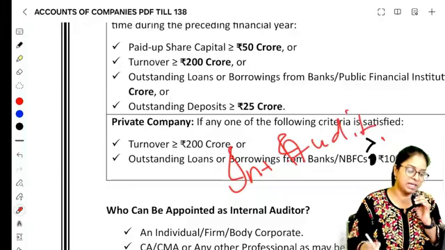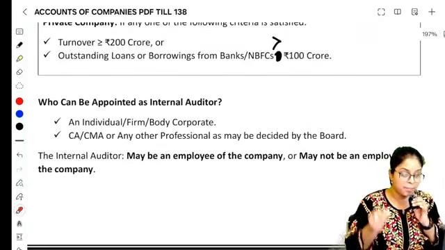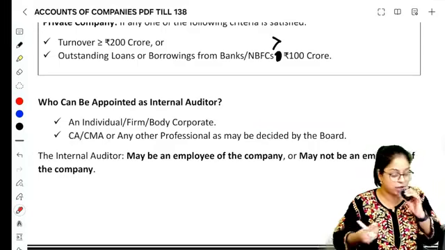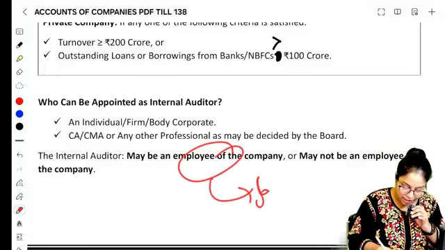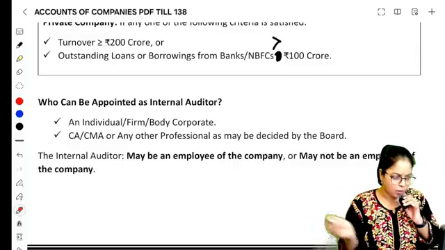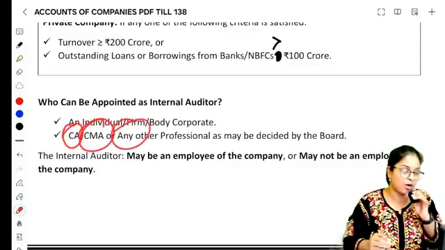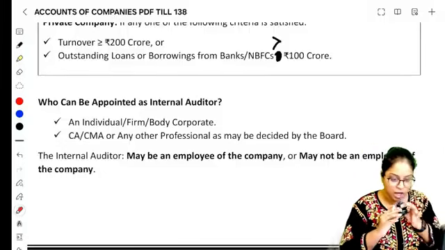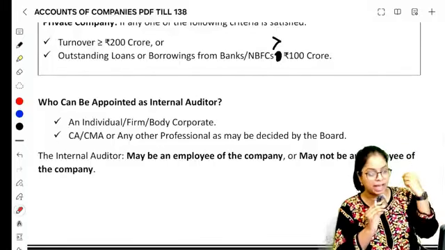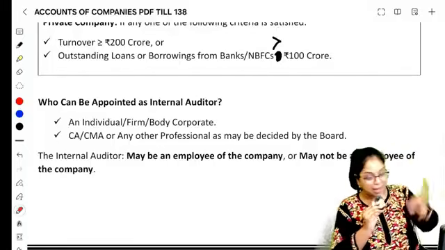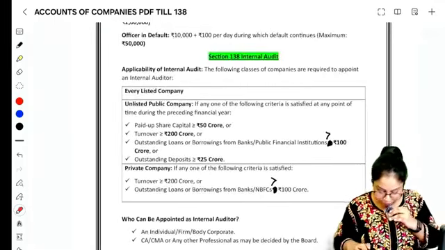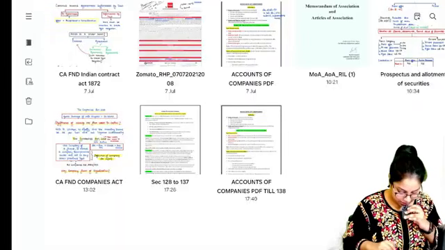Right? And who can be appointed as an internal auditor? An internal auditor can be a firm, an individual, or a body corporate. They can be employees of the company. They need not be employees of the company also. There's no concept of independence requirement in case of an internal auditor, right? There is no problem. Their qualification can be CA, CMA, or any other professional as the board may decide. By qualification, they can be a CA, CMA, or any other professional as the board may decide. They may or may not be employees of the company. This is your entire section 138, which is for appointment of internal auditors, right?